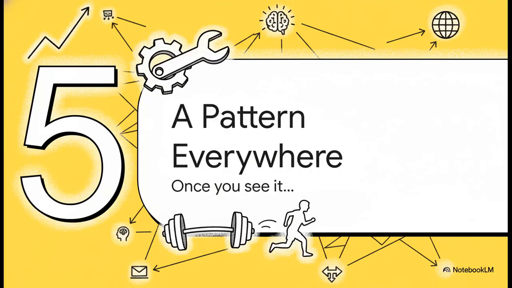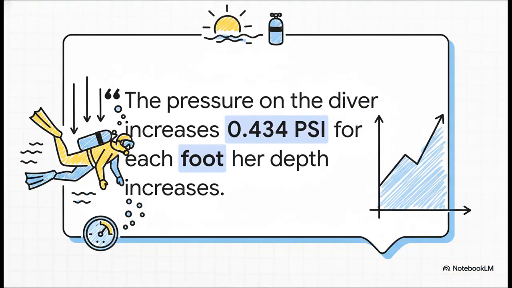Seriously, once you get the hang of this blueprint, you're going to start seeing it absolutely everywhere. It's not just for mechanics and gyms, it's a fundamental pattern for how so many things in our world work. Let me show you a few more. Take a scuba diver. The starting value, or b, is just the normal air pressure at the surface of the water, and the rate of change, or m, is that 0.434 psi. For every single foot deeper they go, the pressure goes up by that exact constant amount. It's a perfect linear function.